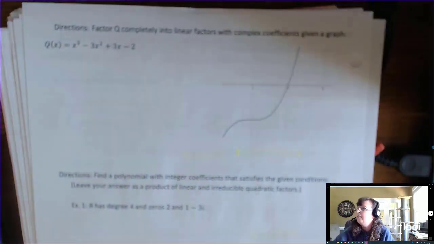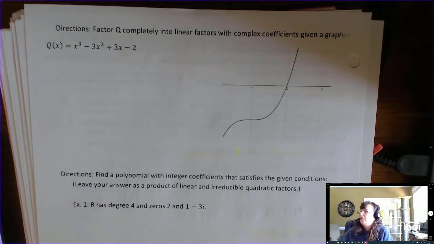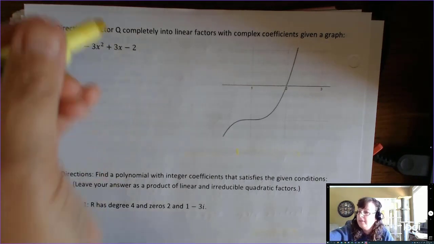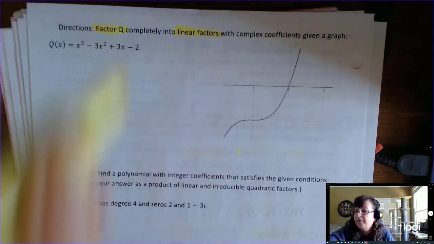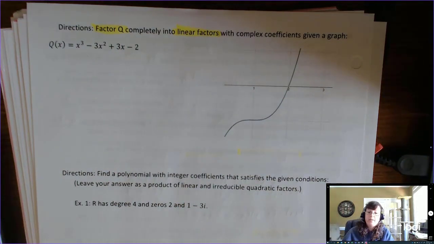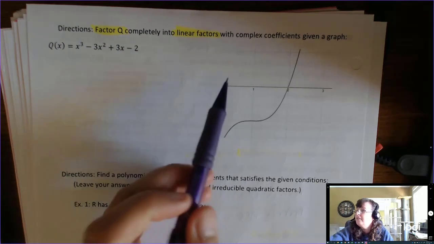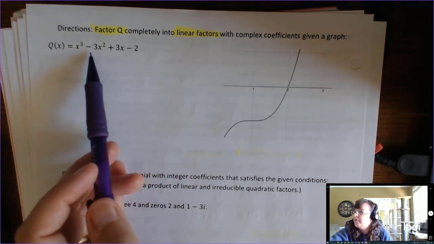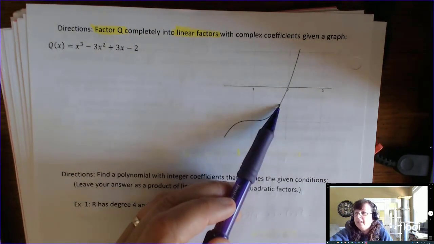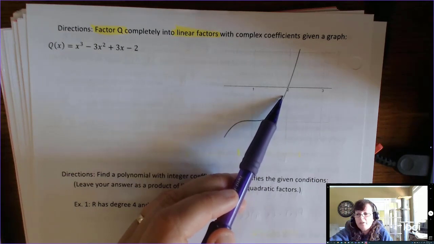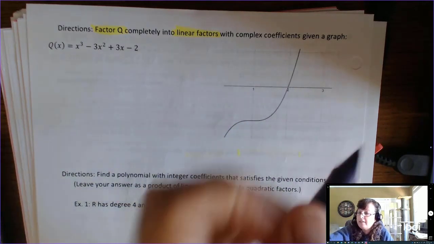let's see what else. Alright, next thing, another set of directions: factor Q completely into linear factors with complex coefficients given a graph. So this time we're going to factor, and we need to make sure we go all the way to linear factors, which means you might need to take a time out to find the zeros and then go back and turn them into factors. Okay, now this is different because if you tried to factor this by grouping, you wouldn't get very far. But you're given a graph. And so what you want to do is you want to pull the 0 off of the graph. So if this is an x-intercept right here.